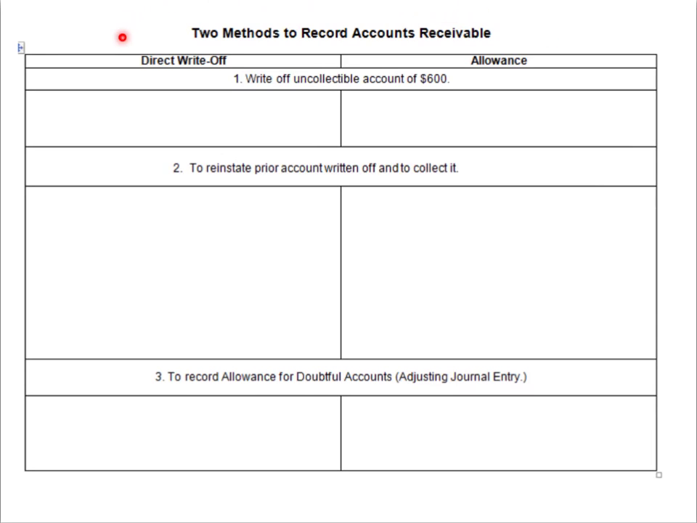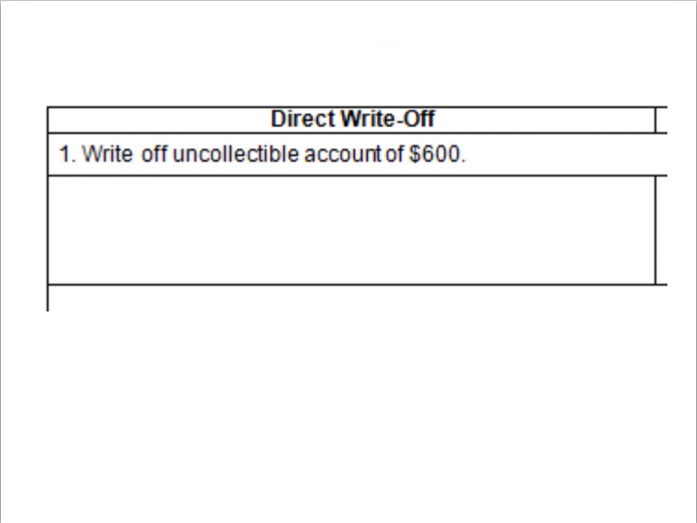As the book is telling you, there's two methods to record accounts receivable. The first one is direct write-off, and the second one is the allowance. So let's look at the very first one, the direct write-off method. It's pretty simple. For example, you've got a non-collectible account of $600, so somebody notified you that they're defaulting.